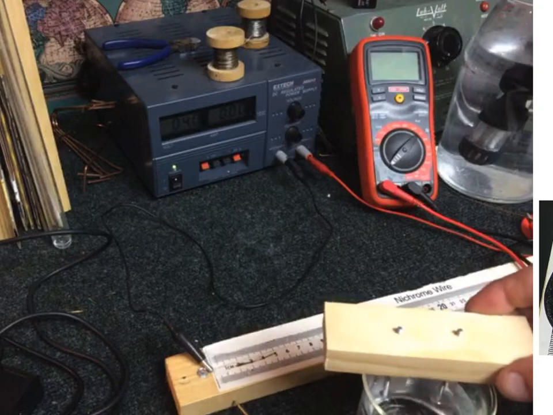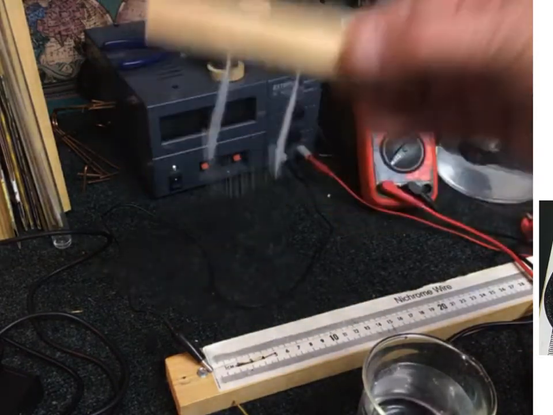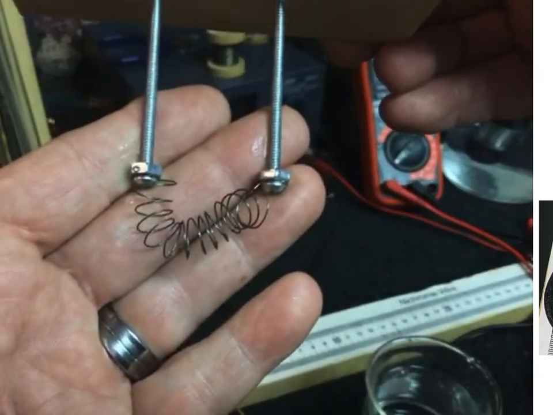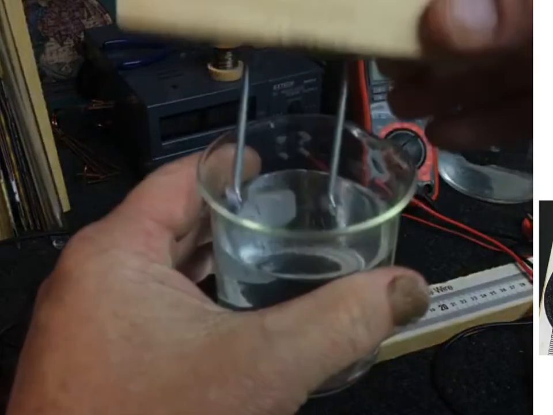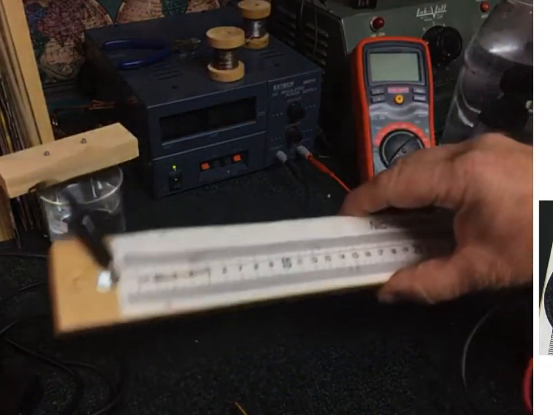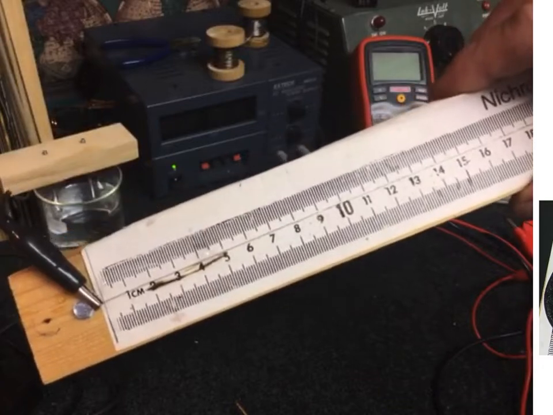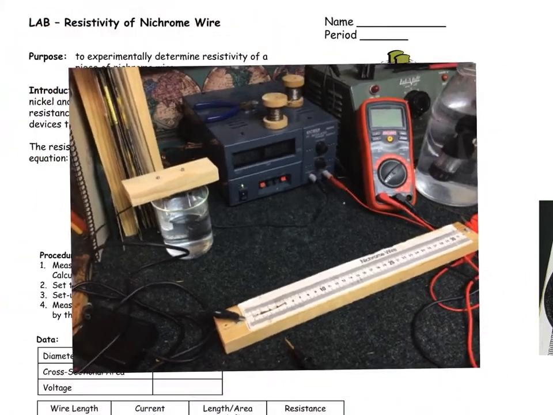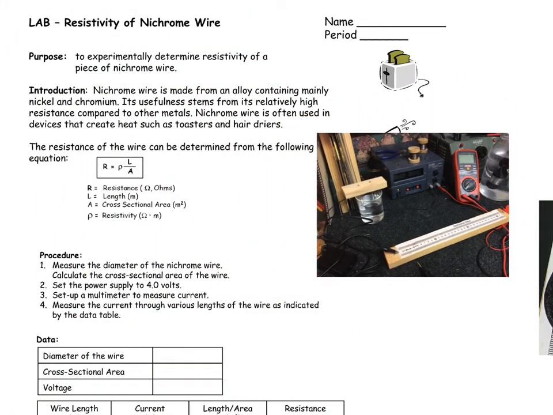Recall that last experiment where we took a piece of this nichrome wire, nickel chromium wire, and submerged it in some water to use it to heat up some water. This time we're going to figure out the resistivity of it. We have a piece of that wire tacked down to this board, and we're going to run some current through it and measure the current as a function of its length to determine the resistivity of the wire.